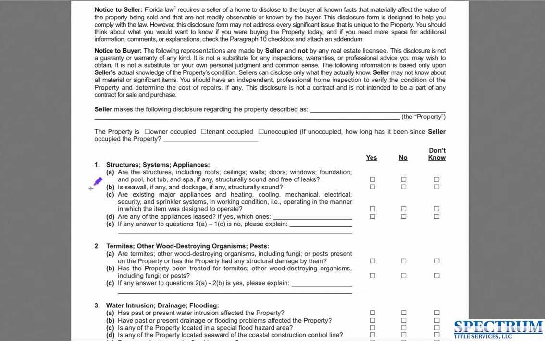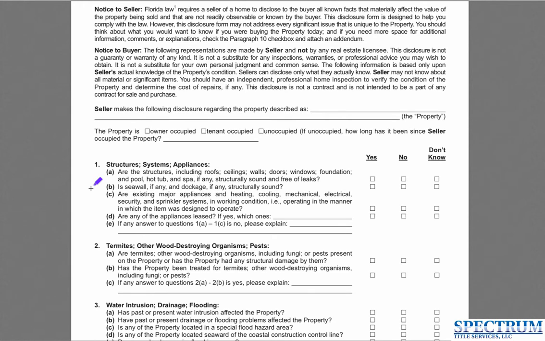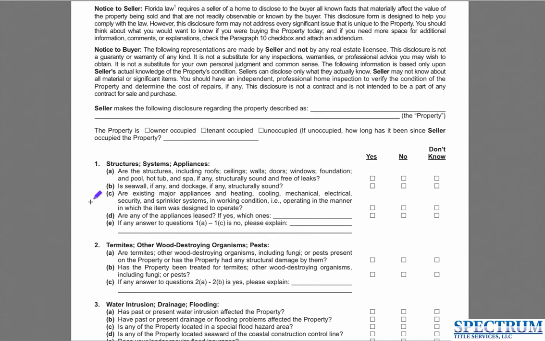Section 1, Structure, Systems, and Appliances. Are structures including roofs, ceiling, walls, etc. structurally sound, free of any leaks? This is especially important when it comes to roofs. A buyer would want to know if there are any potential roofing issues.